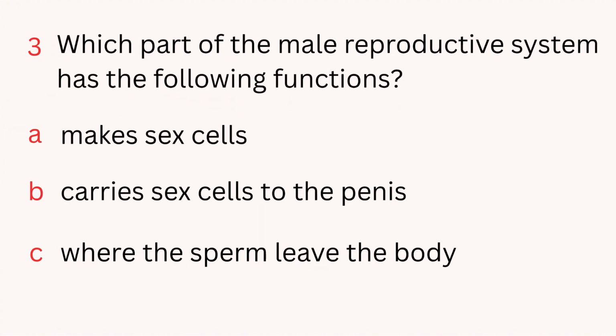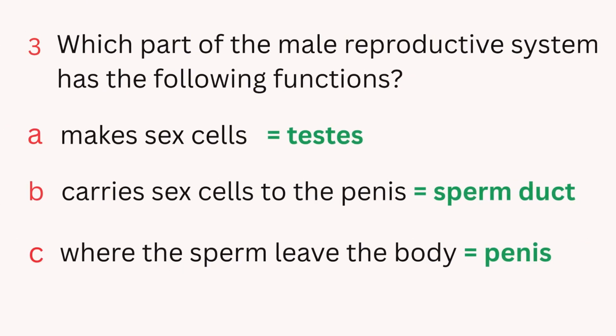Question 3. Which part of the male reproductive system has the following functions? A. Makes sex cells. Testes. B. Carries sex cells to the penis. Sperm duct. C. Where the sperm leave the body. Penis.